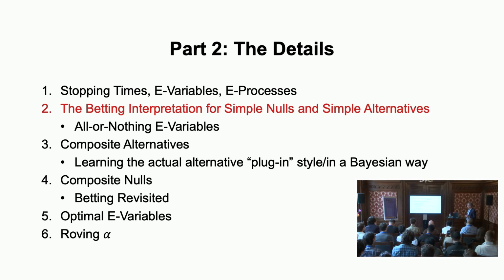Yeah, so I promise to you that I can interpret everything in terms of betting. And I'm first going to do that in a simple versus simple case. So now, very unrealistic, let's say we test whether a coin is fair versus whether the coin has probability of heads 3/4.